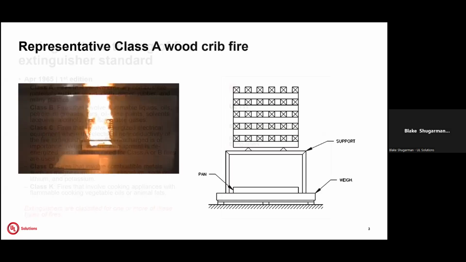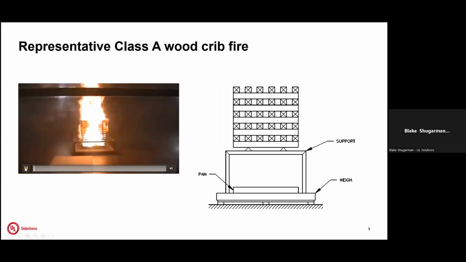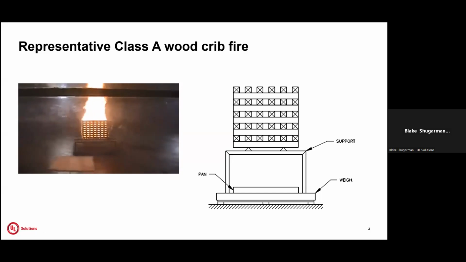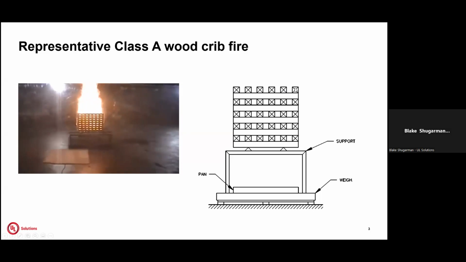There we are. This is a representative Class A wood crib. In the video, it is initially seen that the pan below the wood crib is burning. This is the ignition source for the wood crib. The wood crib is made of nominal 2 by 2 inch lumber of specified length in the standard and X many number of pieces per layer.